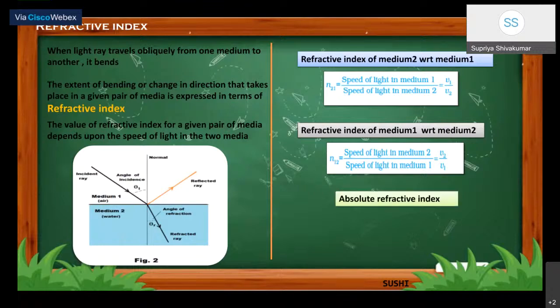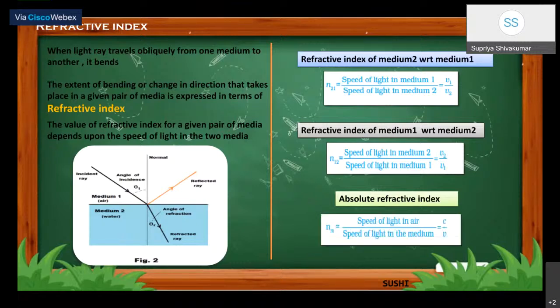Next comes the absolute refractive index. When does this absolute refractive index come into the picture? It comes into the picture only when a ray of light is traveling from a rarer medium, which means from air, and it is traveling to some other medium which is denser. So therefore, this can be written as speed of light in air to the speed of light in the medium. This medium can be anything, water, glass, anything. But the first medium will always be air.